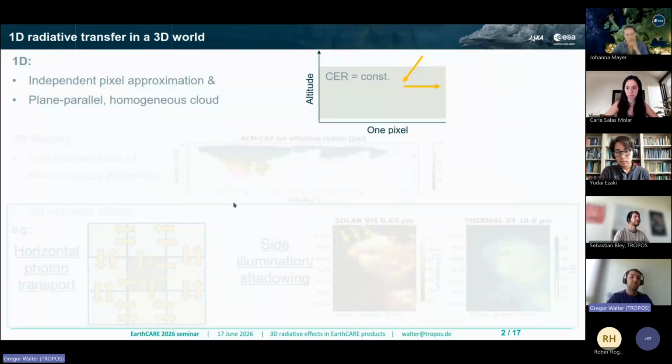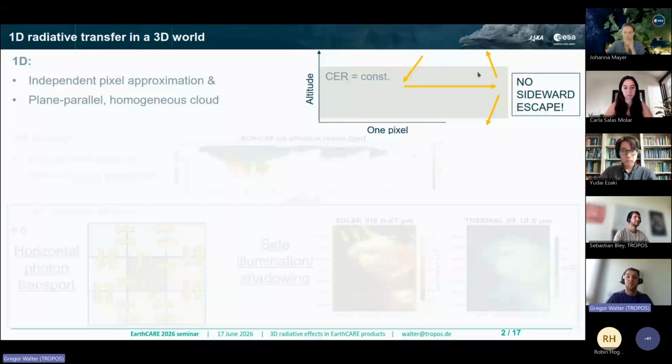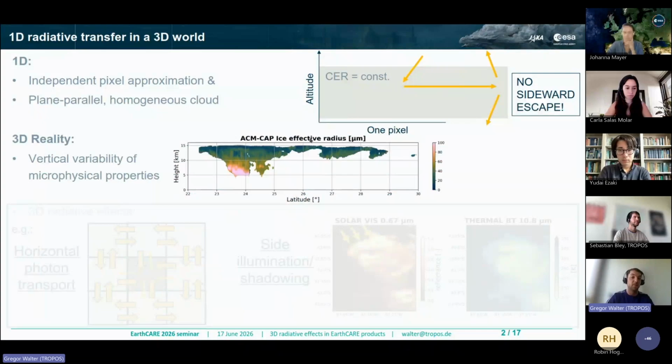Now we assume 1D radiative transfer, but we live in a 3D world. So in 1D radiative transfer, we just saw the independent pixel approximation, and we assume the clouds to be plane parallel and homogeneous. So in this example, photons can't escape to the side. So yeah, no horizontal photon transport, and also other pixels which could block sunlight, for example, are not considered. And yeah, the 3D reality looks much different.